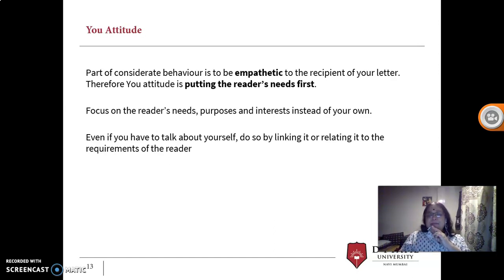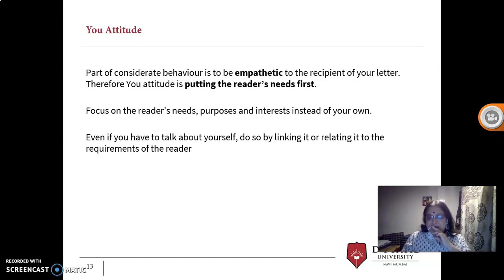And now a very important concept comes up, and that is you attitude, which is part of being considerate to your recipient. So you have to be empathetic. Now, many times in the class, when we have met in person, I've told you what is empathy. It is to put yourself in the other person's shoes. So you should be aware of what the reader might be feeling when he receives your letter, with the kind of contents it may contain.